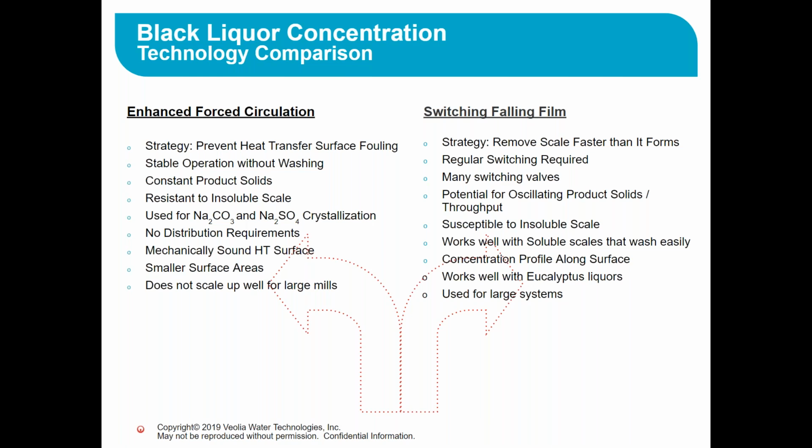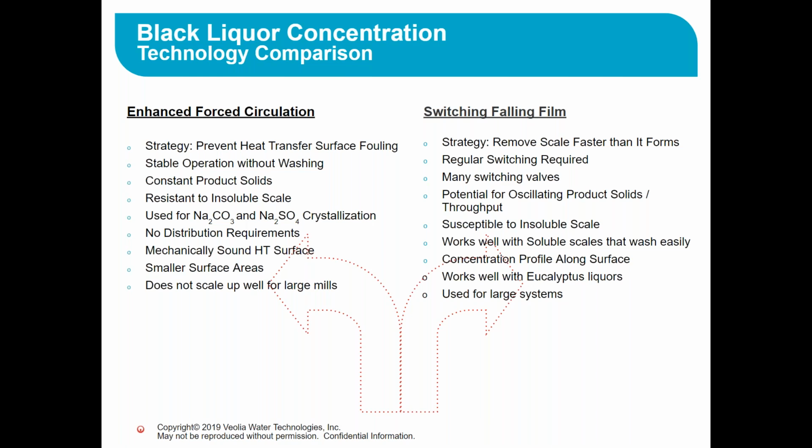A lot of the mills in North America, you tend to get a lot of calcium scales, which would tend to follow switching falling film. And it's very mechanically sound, but it doesn't scale up well for large mills. But mills in North America like it. You'll see at many places a 30, 60-day boil-out cycle on the system with that.